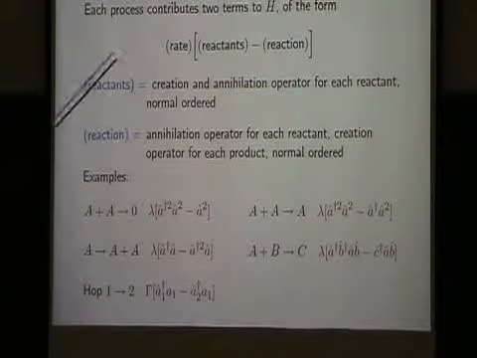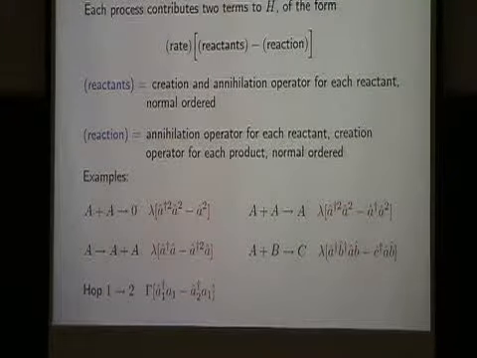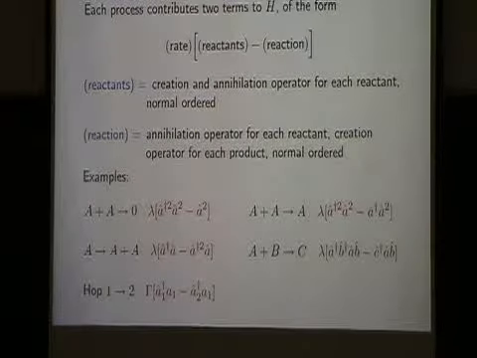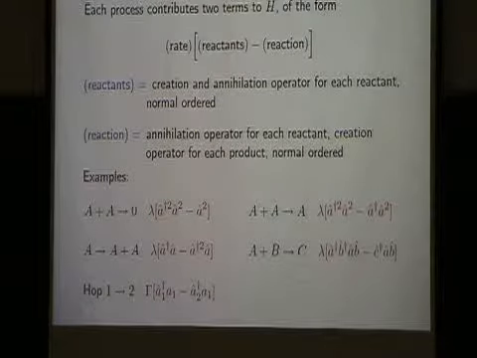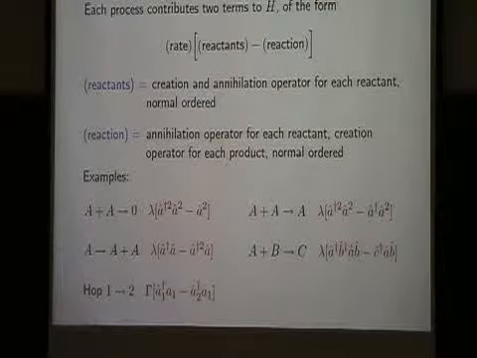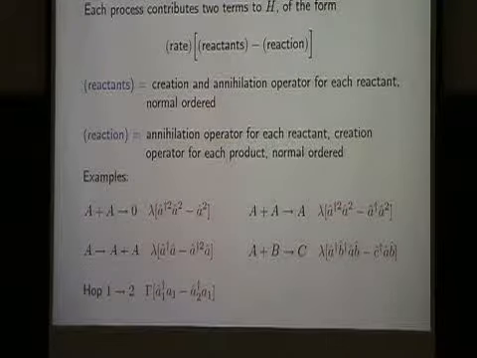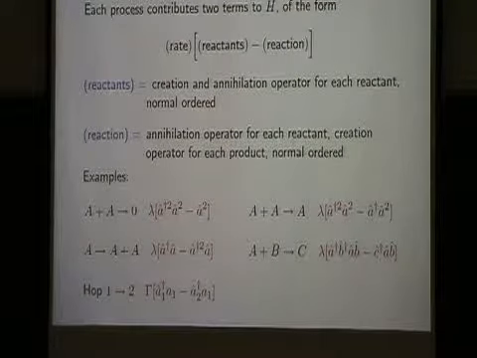I didn't actually assign this, but I recommend you just make up some reaction, A plus B goes to 2C or whatever, and see if you can write it down. Actually, I did assign a problem like that. Write down the Doi Hamiltonian, and don't do it by working out the master equation first. Just go straight to this.